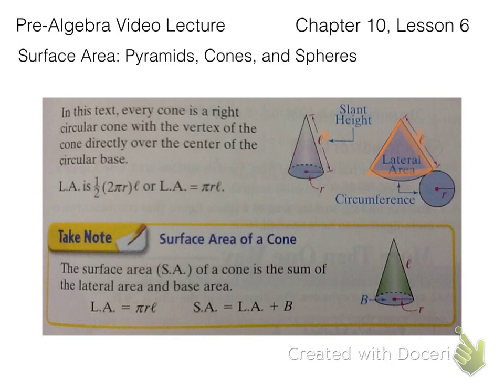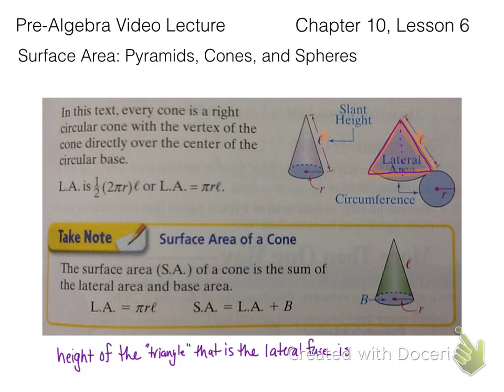So we're going to find the area of the lateral face, or the lateral area, and we're going to add the area of the base, which is that. So if I want to find the lateral area, I need to use the triangle formula, where the height of the triangle, that is the lateral face, is the slant height. All right, so that would be L in this case.